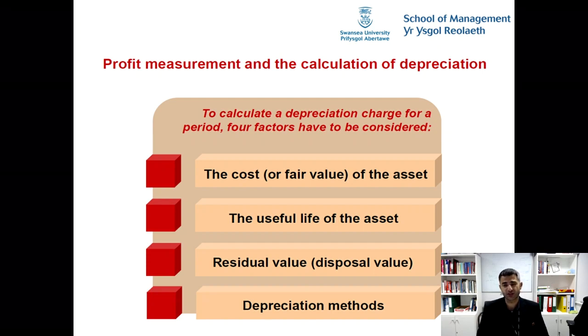The useful life is 5 years. The useful life is the period of time you think you're going to have it, which is 5 years. After 5 years, you expect that you will sell it for £300. This is the residual value, or disposal value. And the last factor is the depreciation method. We have two types of depreciation methods: the reducing balance method and the straight line method, and we will explain these two methods in a bit.